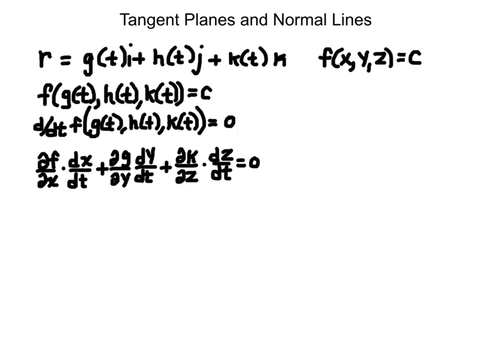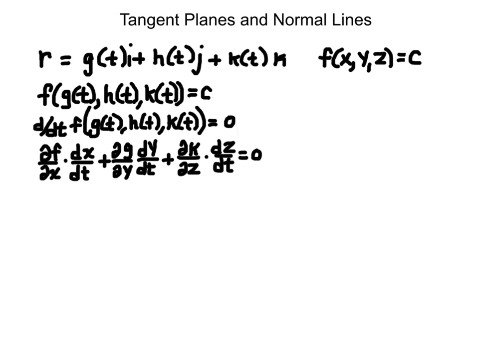Now, differentiating the left-hand side, we get the partial derivative of f with respect to x times dx/dt, plus the partial derivative of f with respect to y times dy/dt. There's the chain rule in these two sections. And then plus the partial derivative of f with respect to z, chain rule, times the derivative of z with respect to t. And there's our left-hand side, and that's equal to 0.